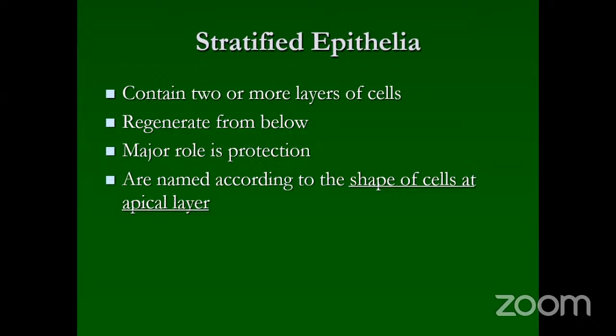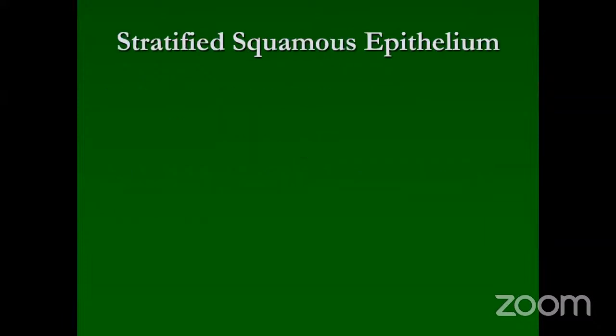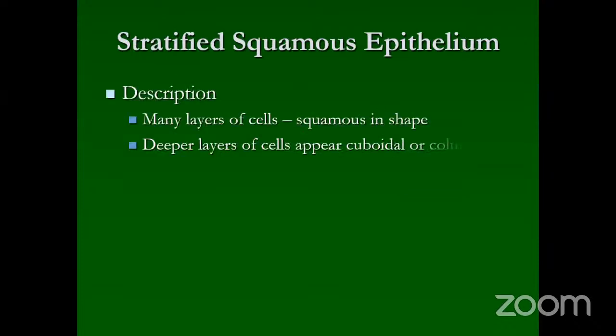And they are named according to the shape of the cells at the apical layer. Because they are multiple in layers, from the top, whatever the top layer, that is the apical layer which is present, based on the shape of the cells in that layer, this name will be given. The shape may differ at the bottom layers. So first is stratified squamous epithelium.